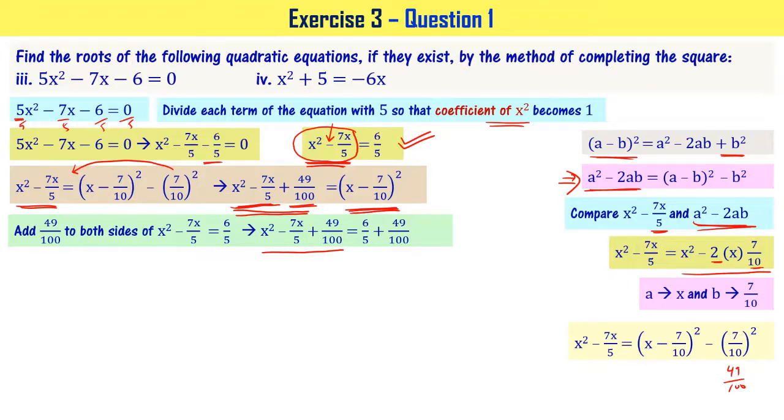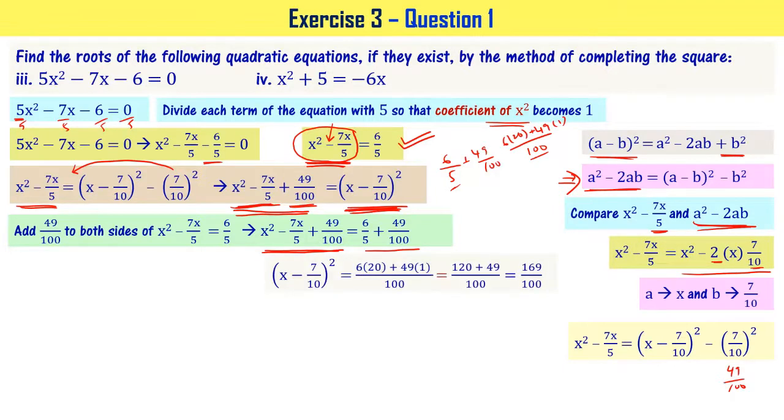Now, you look at this. This is equal to x minus 7 by 10 whole square, right? What is the value of this? Let's find that. 6 by 5 plus 49 by 100 can be written as, LCM is 100. 6 times 20, right? 100 divided by 5 is 20. 6 times 20 plus 49 times 1. Let's write that and simplify such that it can be written as 120 plus 49 by 100, that is equal to 169 by 100. Now the equation you have is x minus 7 by 10 whole square equal to 169 by 100, right?